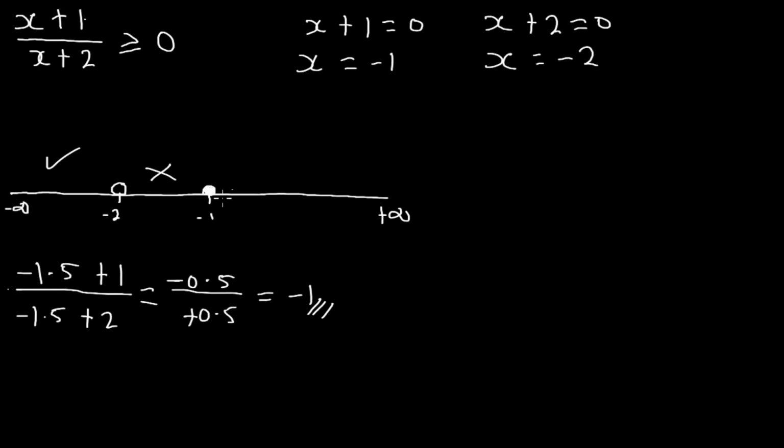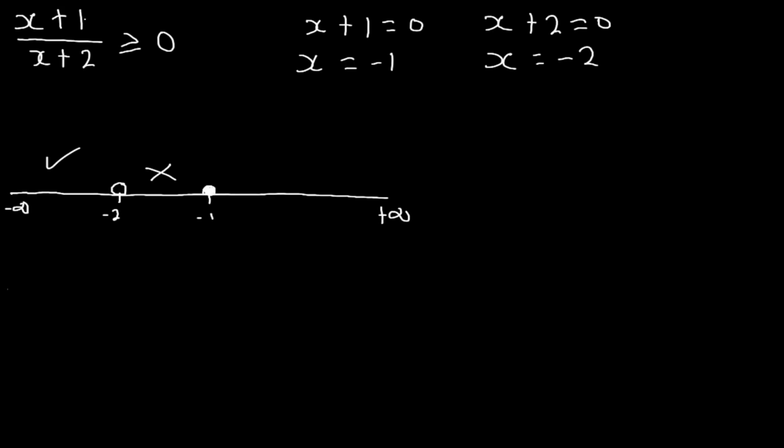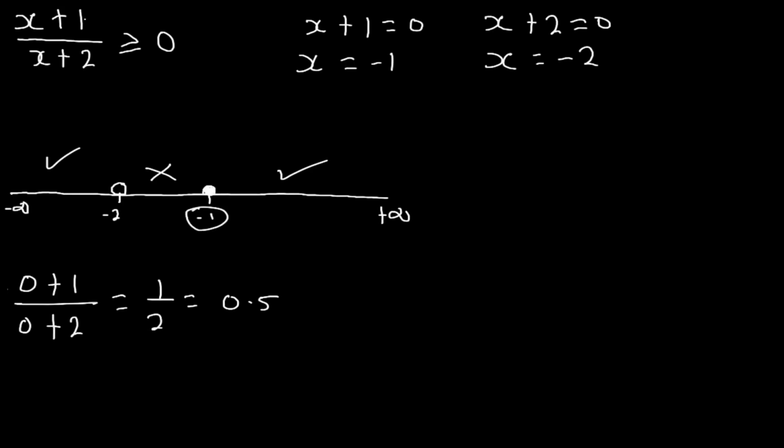Now, the last section, between minus 1 and positive infinity. Let's work with 0, because 0 falls within this region. If we plug in 0 as x, we have 0 plus 1 divided by 0 plus 2, that becomes 1 over 2, which is 0.5. Since 0.5 is greater than 0, this is also part of the solution. Now remember, x can also be minus 1. I want to point out that we need to make sure we include this, because it's part of our solution.